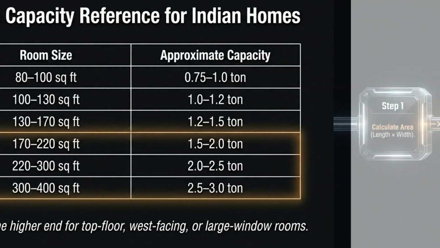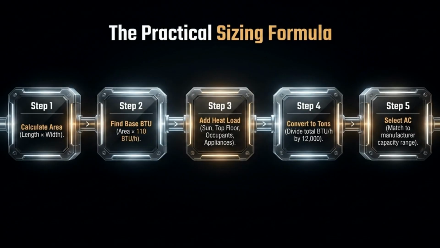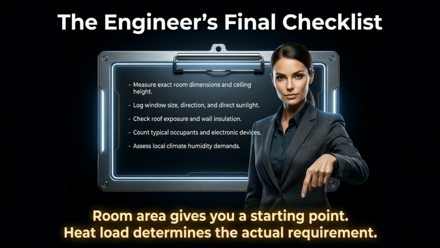or large windows. Follow this practical 5-step formula. Calculate area, find the base BTU, add all heat loads, convert to tons, and finally, select the unit that matches the manufacturer's capacity range. Use this checklist as you finalize your assessment. Remember, floor area provides a starting point, but an analysis of the total heat load is what determines the actual professional requirement.